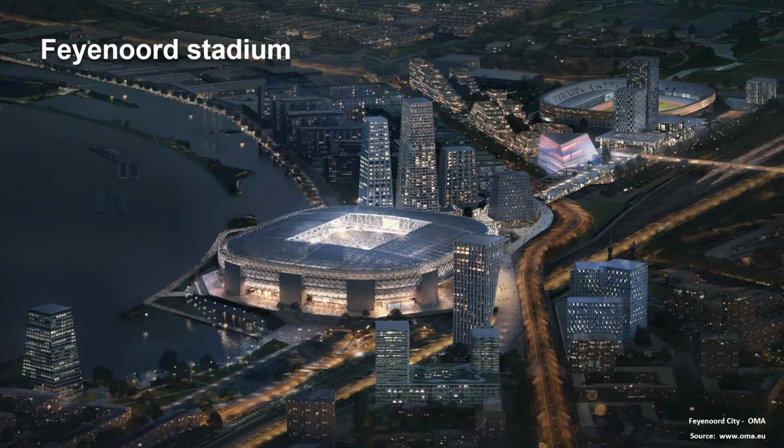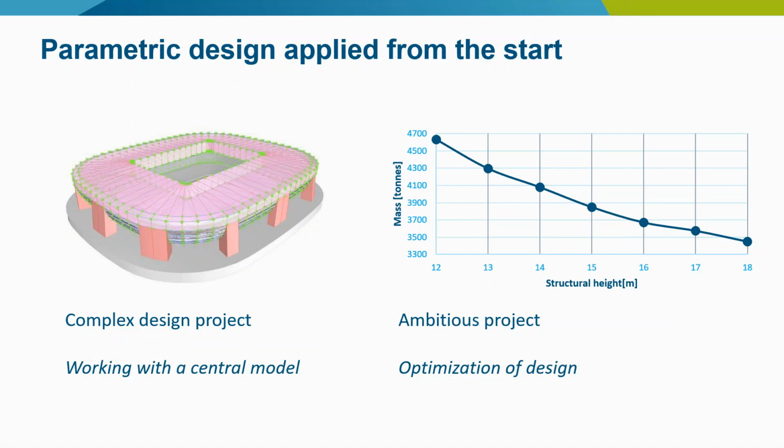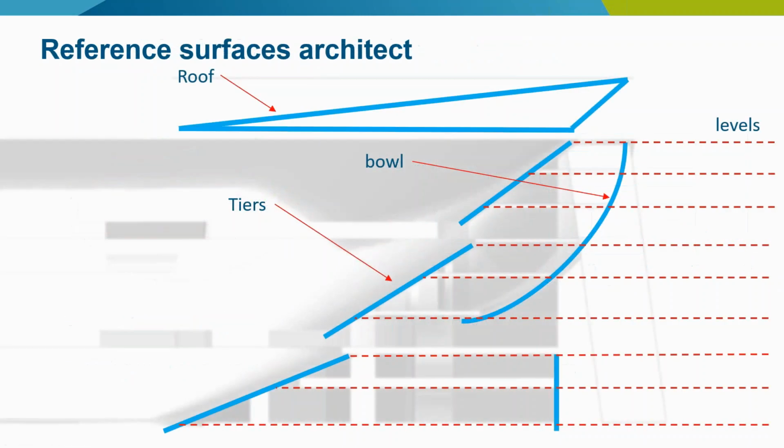Then the last example, the new Fine Arts Stadium. This is the project I'm currently working on. And in this project, we use parametric design right from the start, because it's a complex design project. And we foresaw that there would be changes in the design, and we would like to respond on these changes in an efficient way. So we want to work with the central model. And also it's an ambitious project where there's lots of opportunities to optimize the design. So let's see how we approach this design of this new stadium.